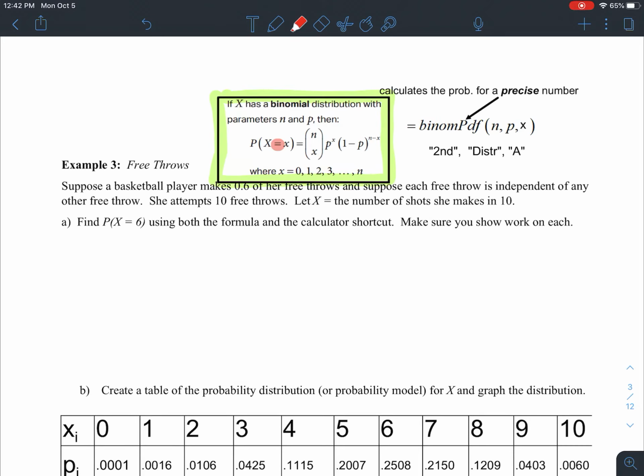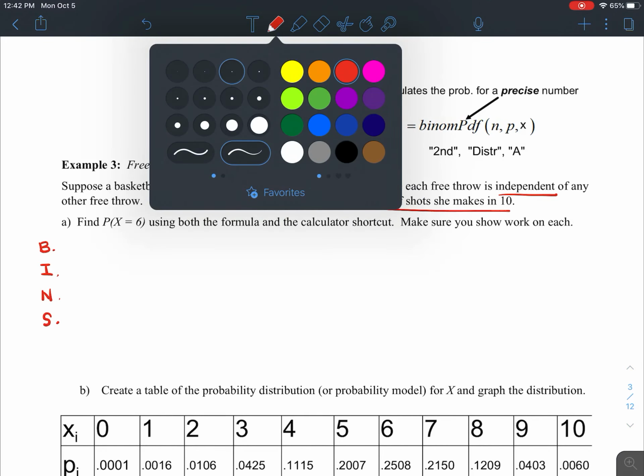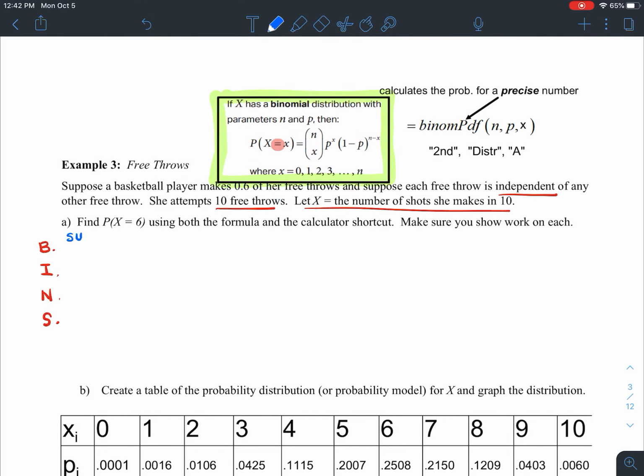where we're talking about a basketball player. It says this particular basketball player has a 60% chance of making her free throws. Suppose that each free throw is independent of any other free throw. She's going to attempt 10 free throws, and we're going to let X be the number of shots that she makes out of 10. Okay, once again, before we get too far ahead of ourselves, we need to confirm that this is actually a binomial random variable.